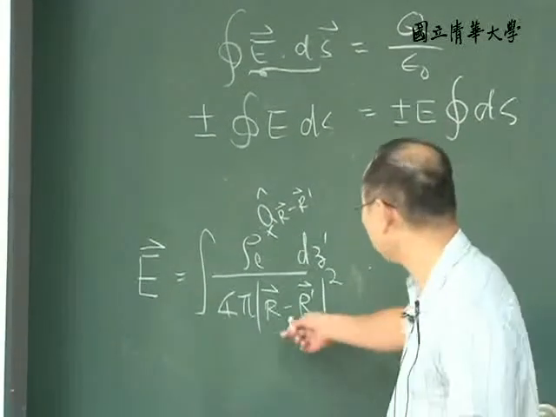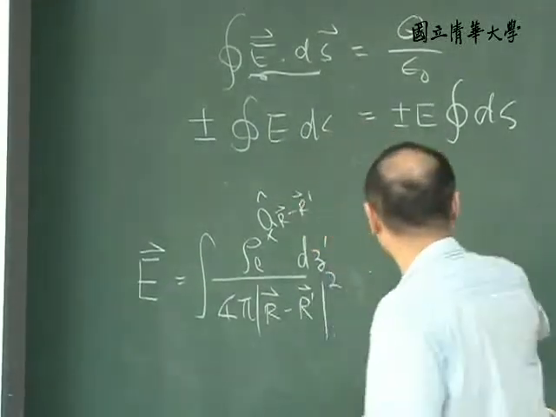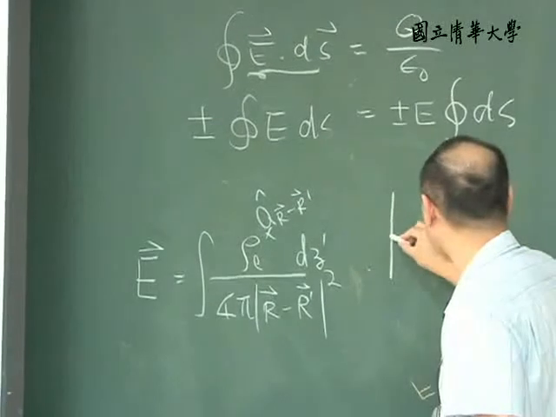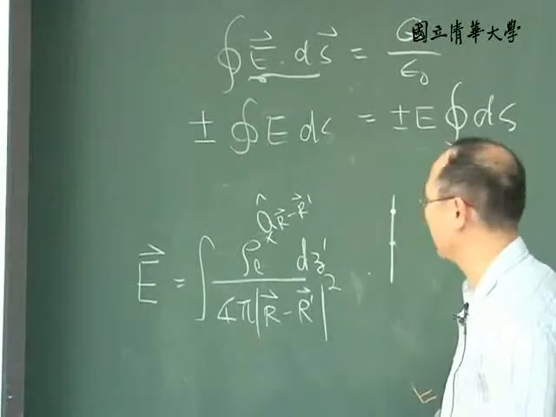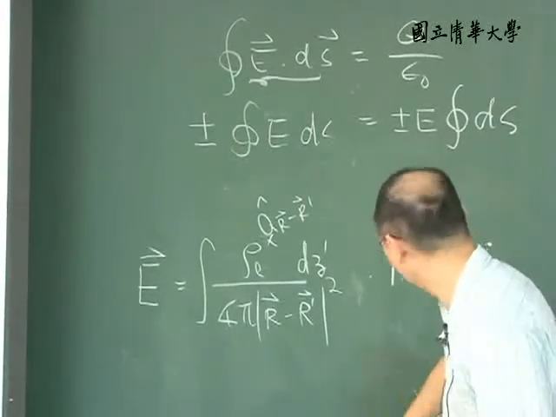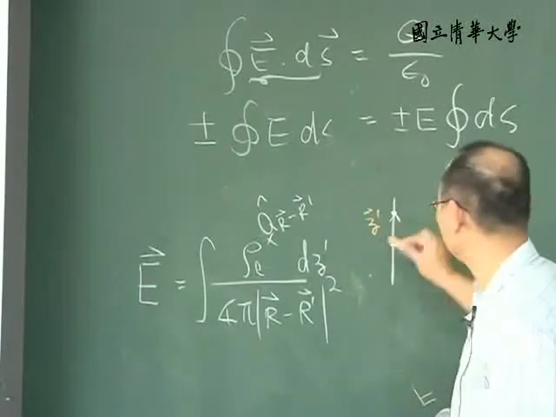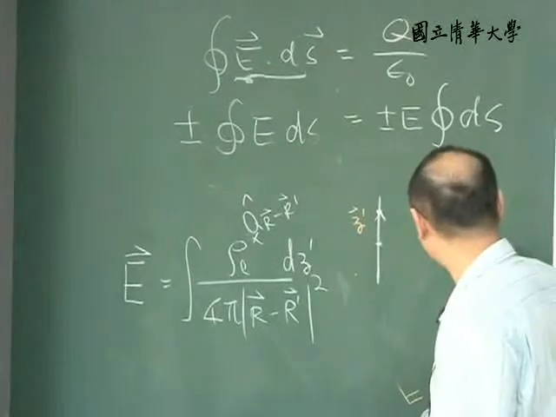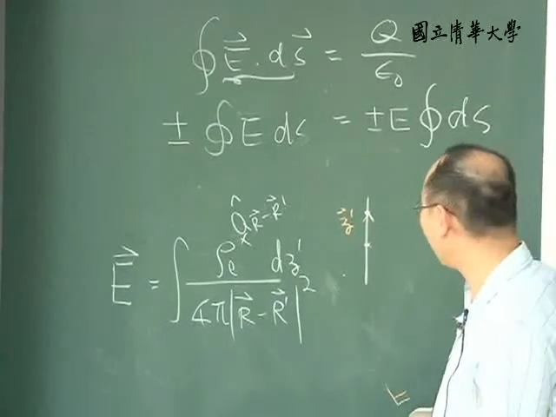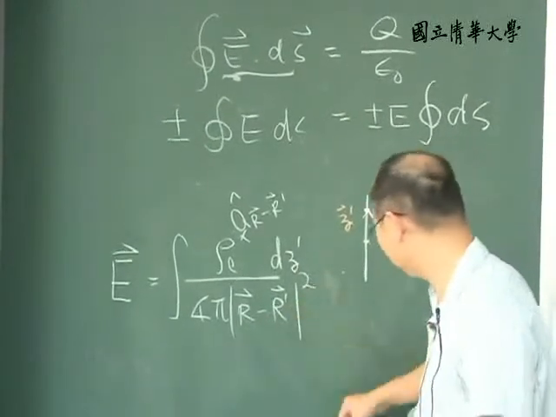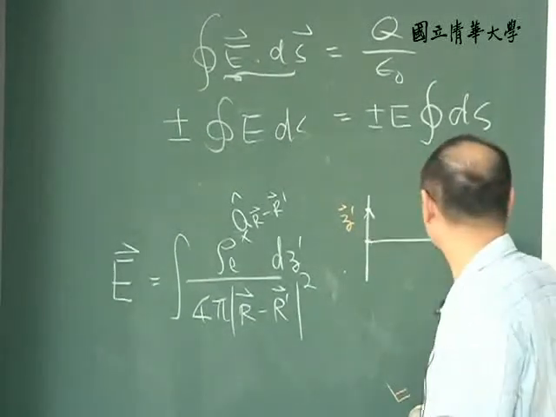Okay, let's first figure out this r minus r prime. Basically, r, if I'm integrating a charge right here, okay, so from here to here is called z prime along z direction. Okay, and we're interested in calculating the electric field at this point. So r is a vector from the origin to this point.